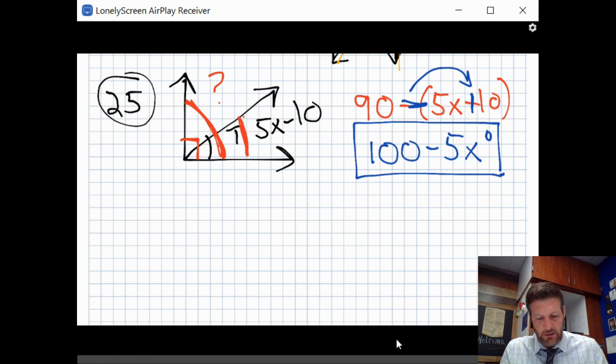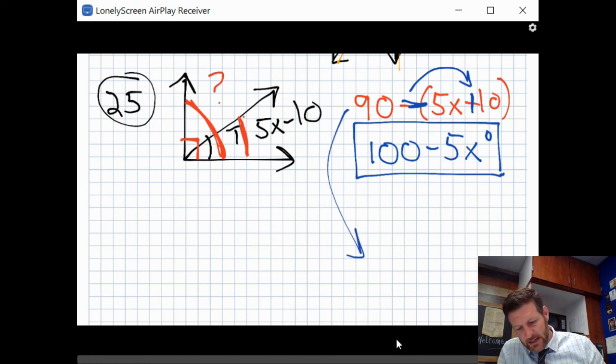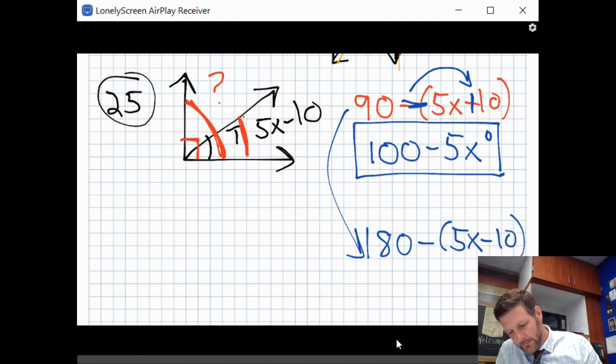Obviously, a quick extension: if this was the supplement of T, the process would be exactly the same, except instead of 90, you would do the whole thing as 180 minus the quantity 5x minus 10. Okay, so that's key. Make sure you know the difference between complements and supplements.